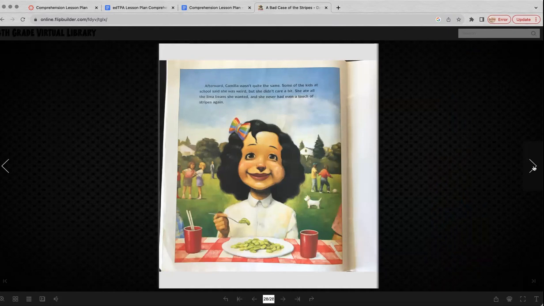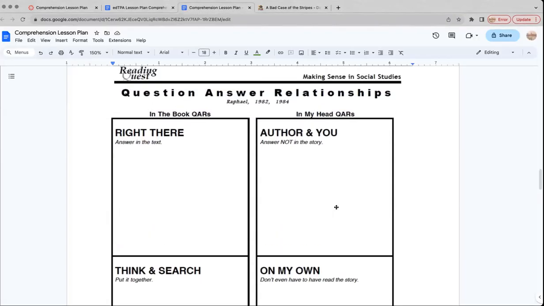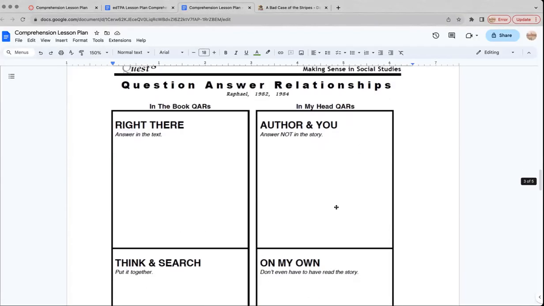All right, so that is that. Let's go back and look at our question and answer relationship chart. Let's take a quick look at the top left box of the QAR organizer. Here we should have noted some information or questions being asked that can be found directly in the book.